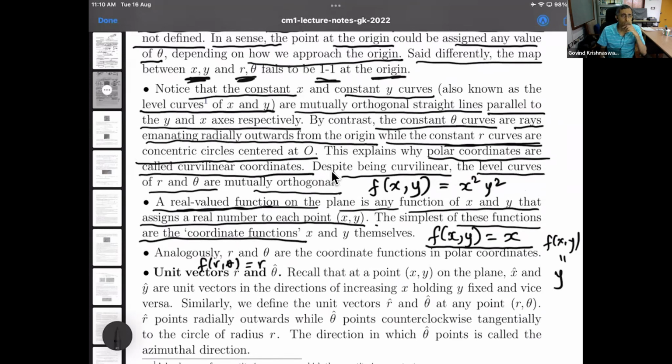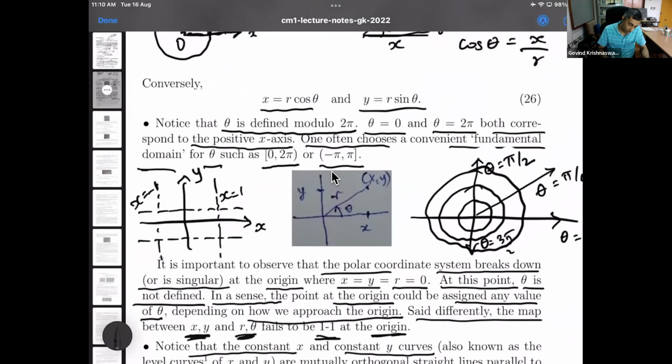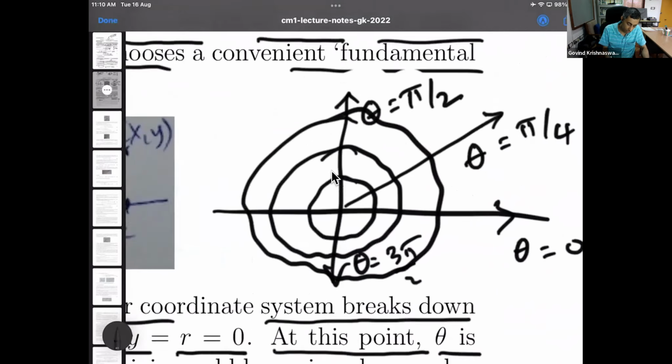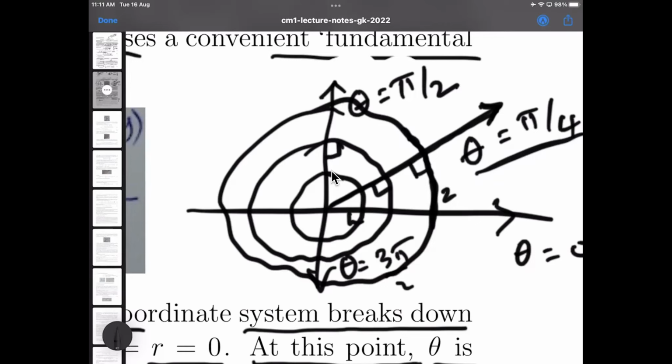Okay, I have a question from Shyam Patankar. How are the level curves of r and theta mutually orthogonal? Please examine this figure carefully. I think you will agree with me that this is a level curve of theta, namely where theta is pi by 4. This is a level curve of r, a circle of radius, let us say, 2. Now you will notice that this angle is 90 degrees. So also between this circle and that ray. And this is true wherever you go. So it is in this sense that the level curves of r and theta are mutually orthogonal. Is Shyam satisfied? Yes. Okay, excellent.